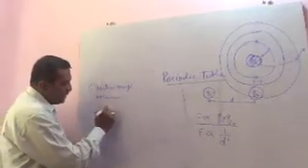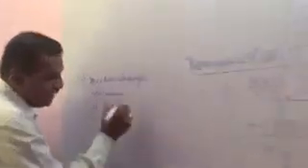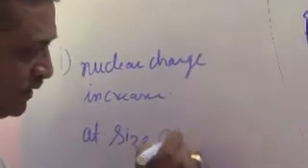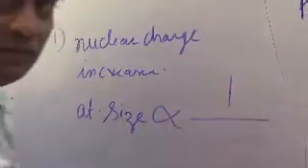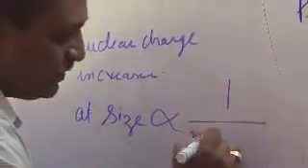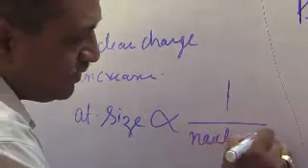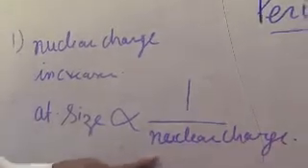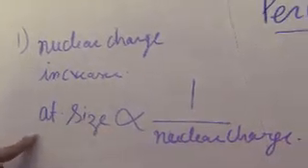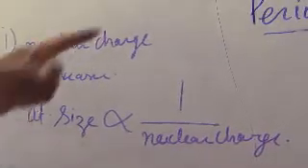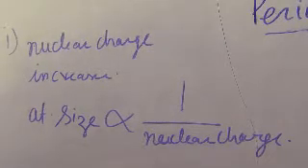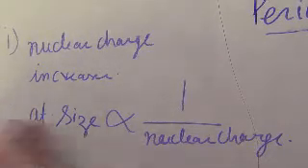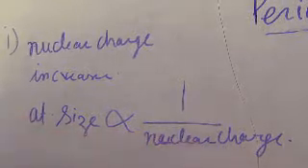See, atomic size is [related to] nuclear charge. As the nuclear charge increases, atomic radius decreases because the force of attraction increases. And this is true across the period.